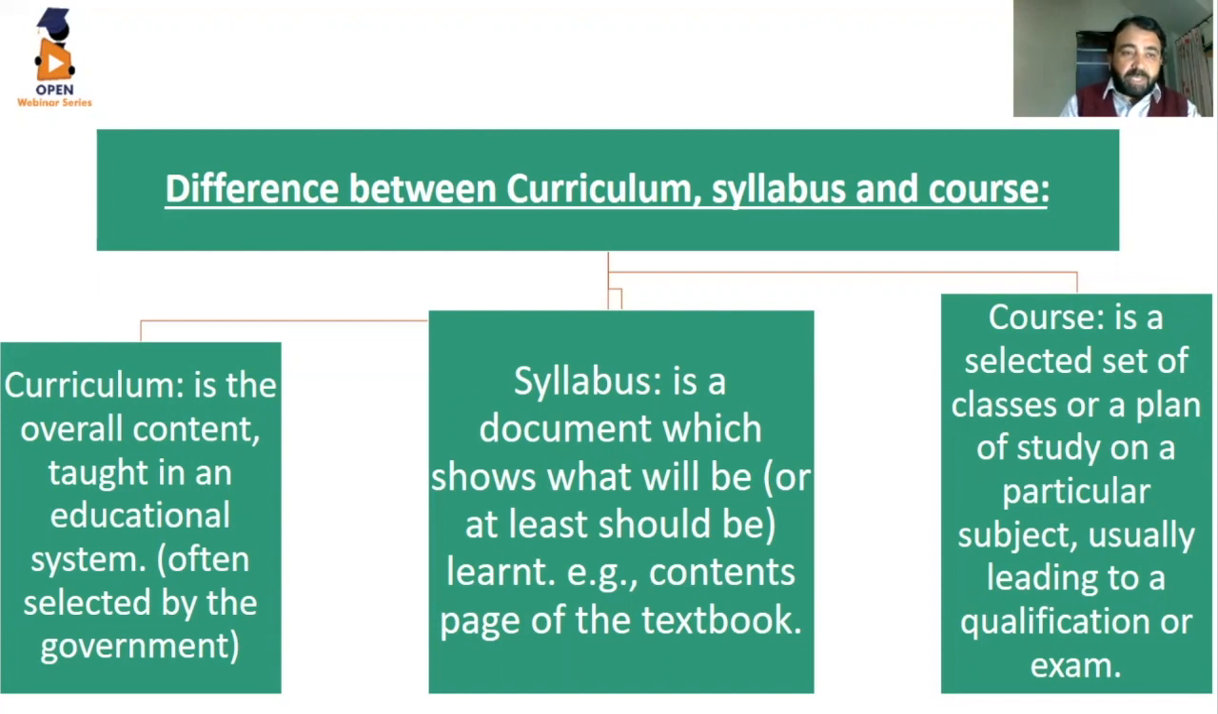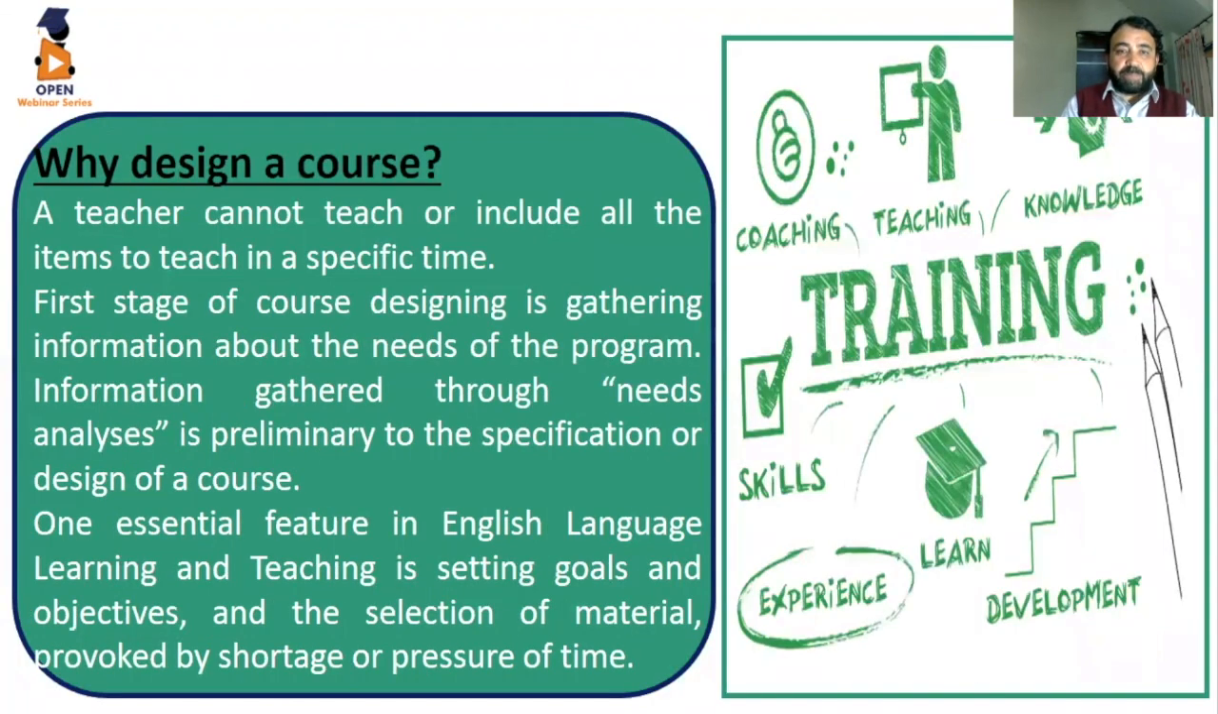What is a syllabus? A syllabus is a document which shows what will be learned or at least should be learned. For example, the content page of a textbook can be called a syllabus. Course is another thing. A course is a selected set of classes or a plan of study on a particular subject, usually leading to a qualification or an exam.